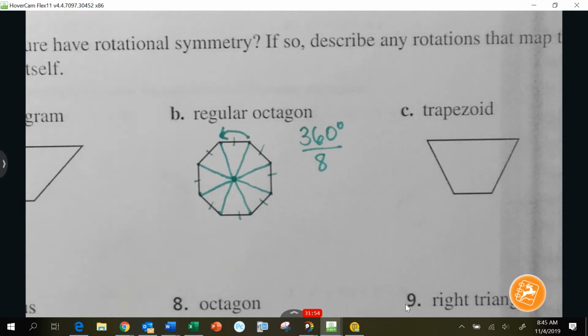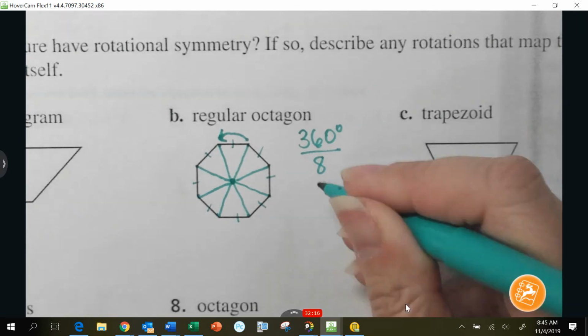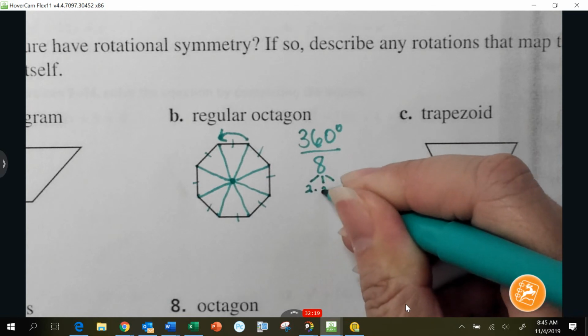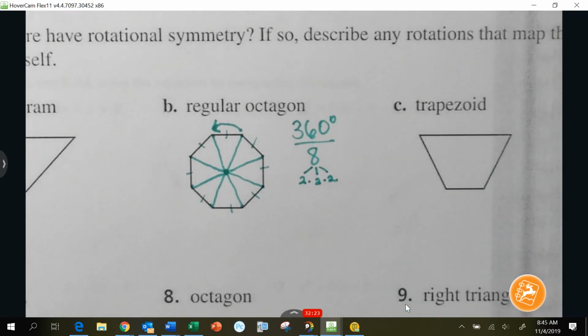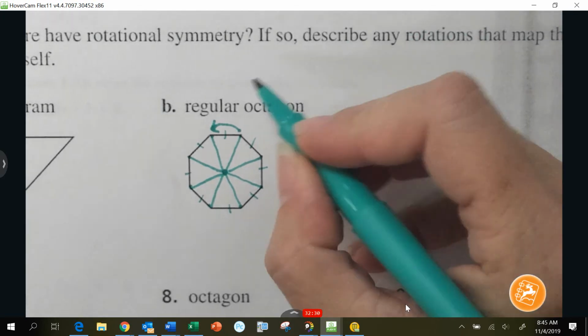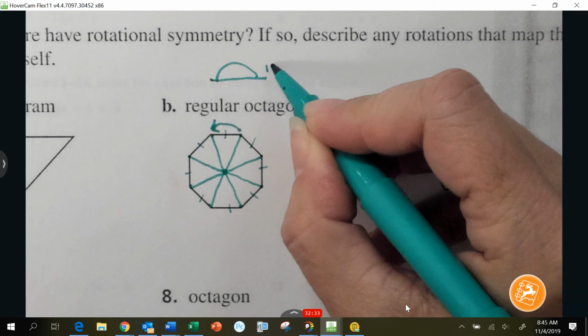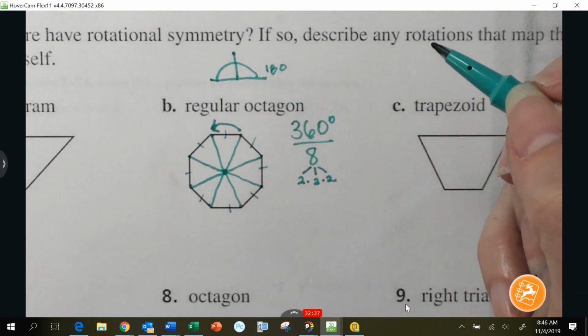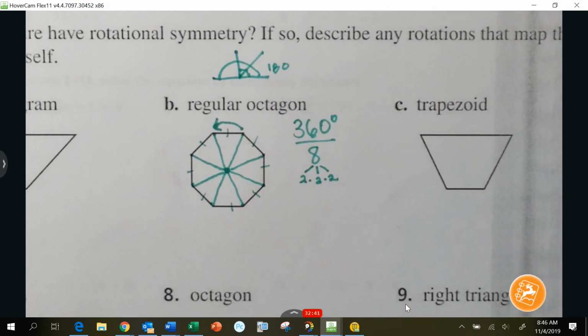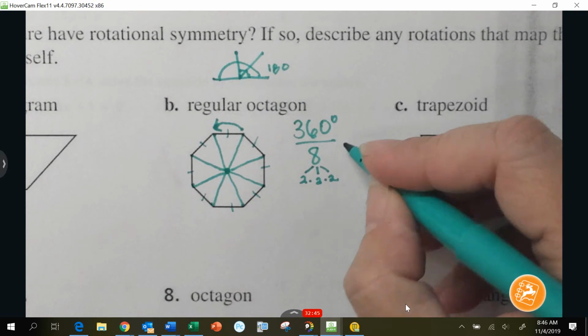Do you know what 360 divided by 2 is? Half a circle? 180? So what's that divided by 2? 180 divided by 2? Here's 180 degrees. Divide that by 2. It is 90, yeah. So divide that by 2. Okay, so 45 degrees.